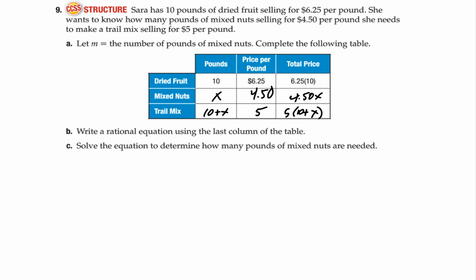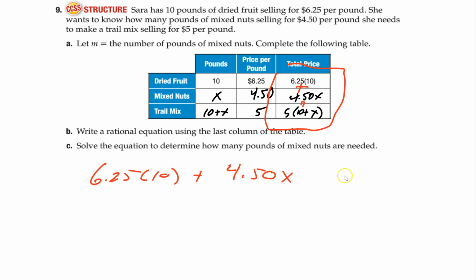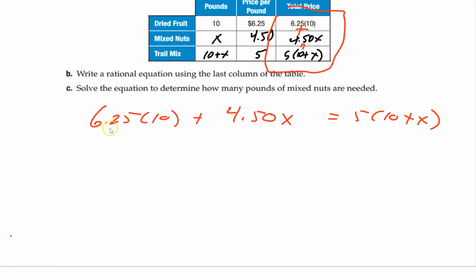Like we did last time, it's all about the last box here. The idea is you're adding dried fruit plus mixed nuts to get the trail mix. So our equation is going to be 6.25 times 10 plus 4.50x equals 5 times (10 plus x). And once you get that, it's just solving a normal problem. So it's going to be 62.5 plus 4.50x equals, distribute, 50 plus 5x.